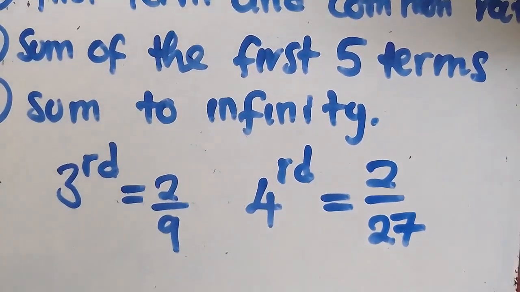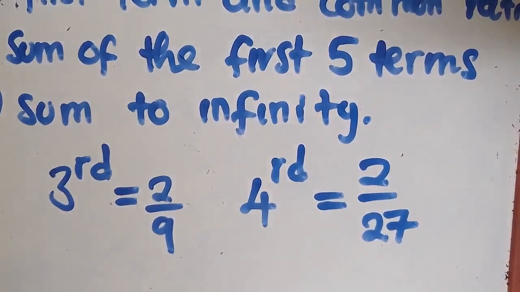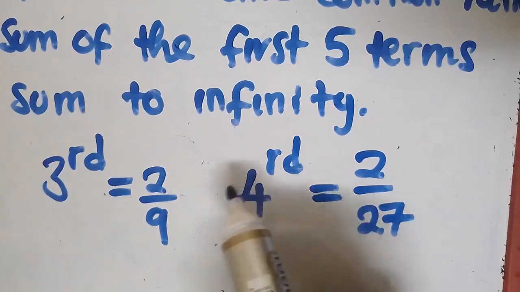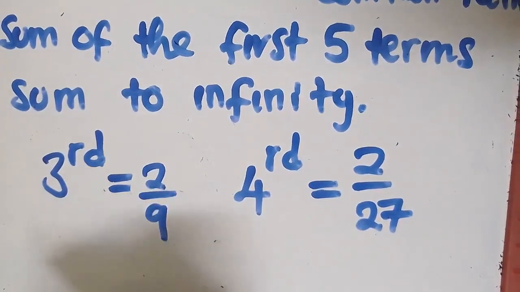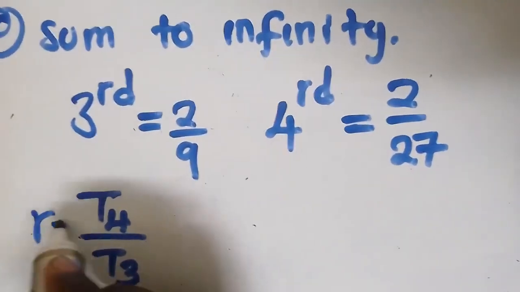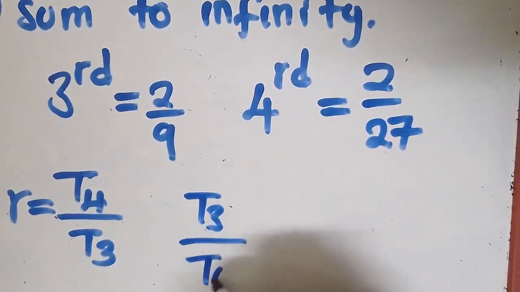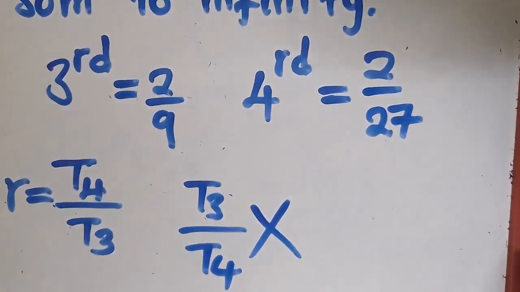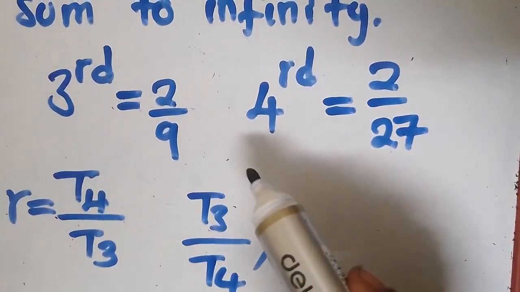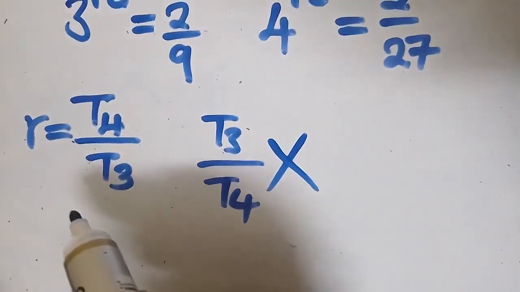I believe that it is very easy for us to find the common ratio first, because you just need to do fourth term divided by third term. This is the formula for the common ratio. You cannot say third term divided by fourth term, that is wrong. You need to make sure that the next term is divided by the previous term.